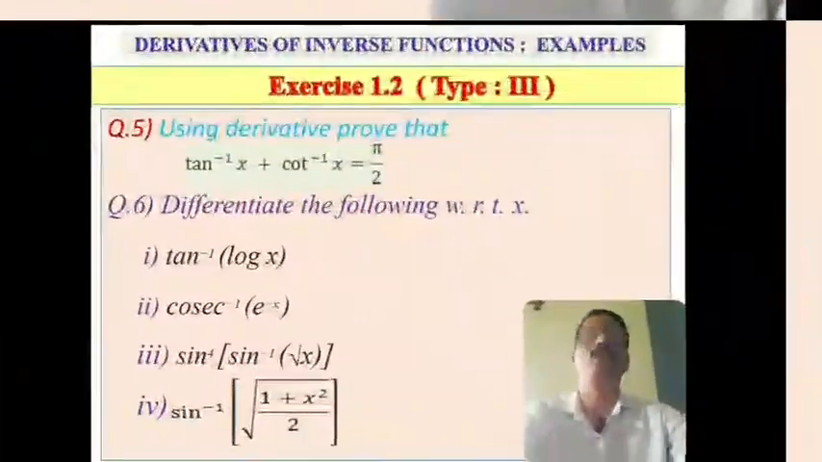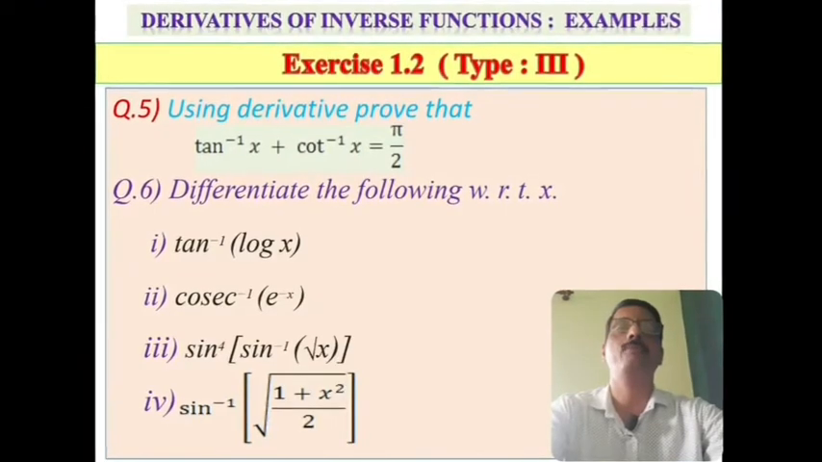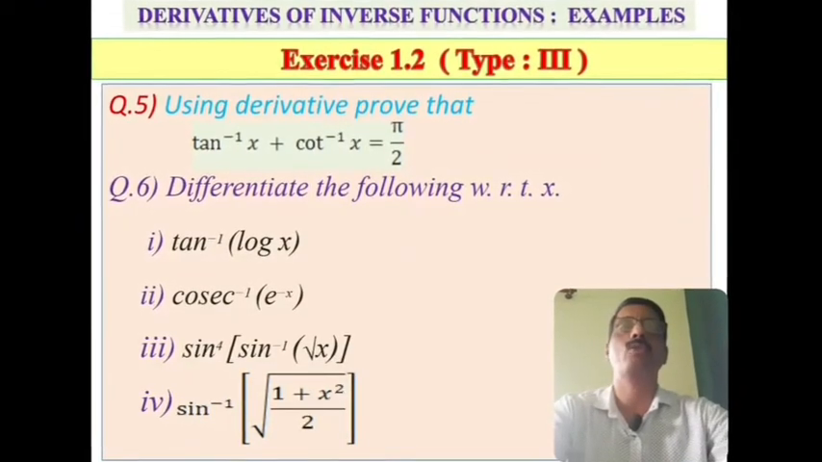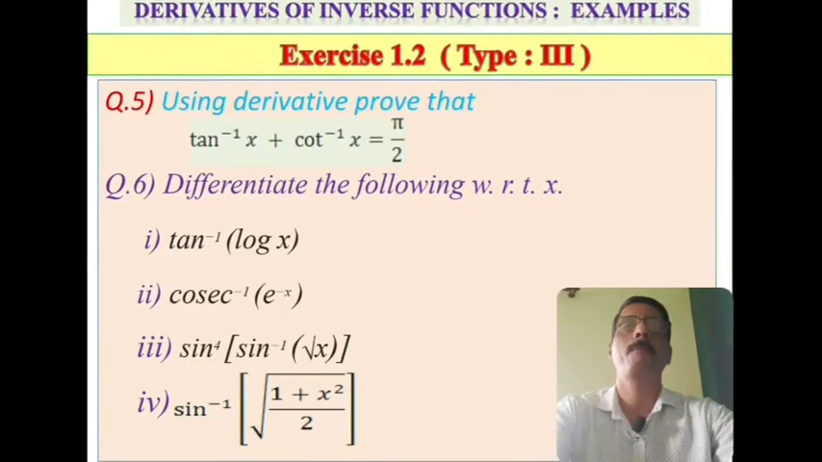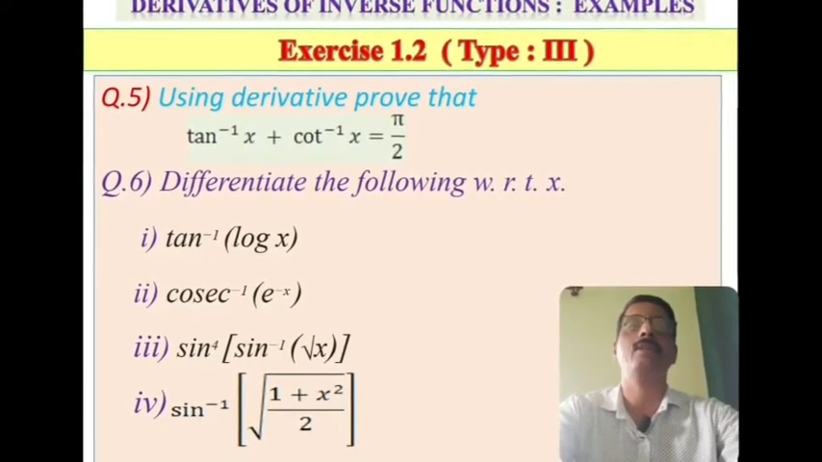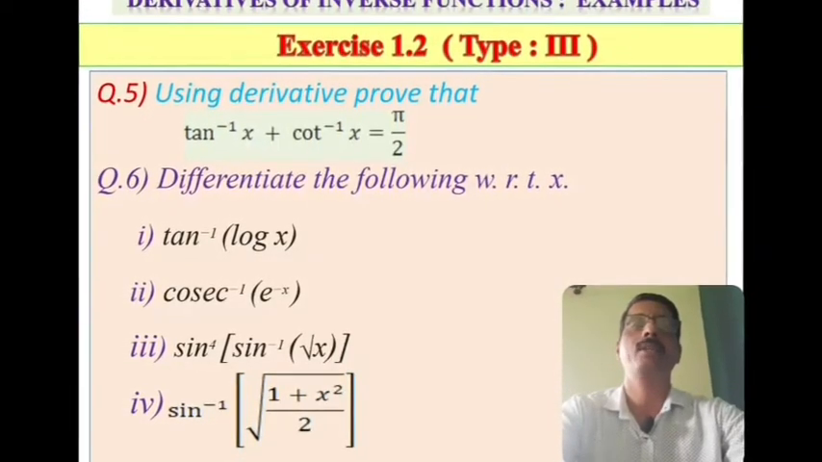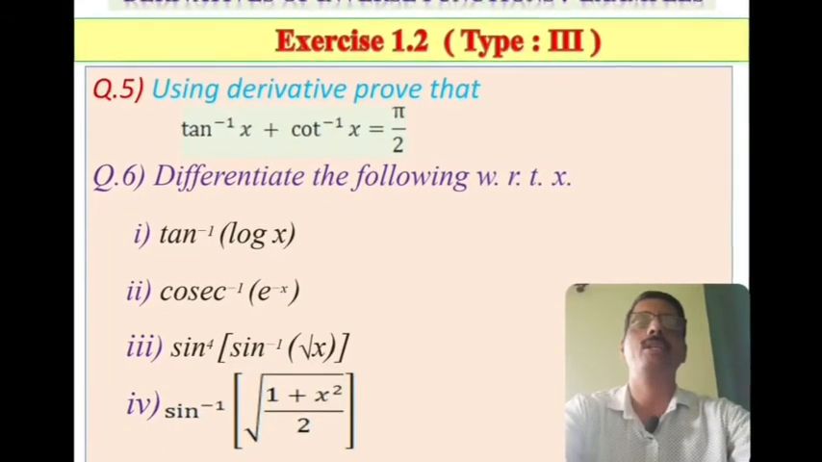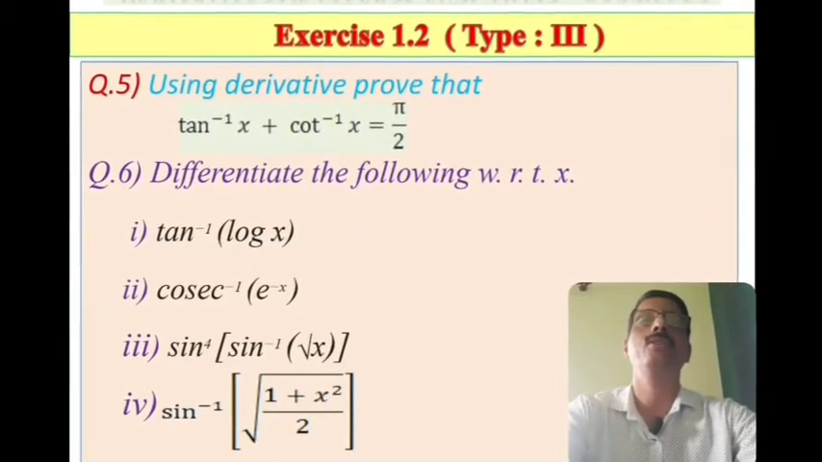The question number 5 is: using derivative, prove that tan inverse of x plus cot inverse of x equal to pi by 2. And question number 6 is: differentiate the following with respect to x. These are the 4 examples which I will be discussing here in this type.